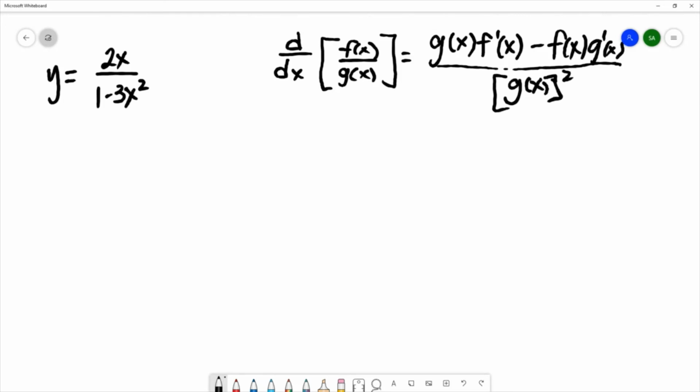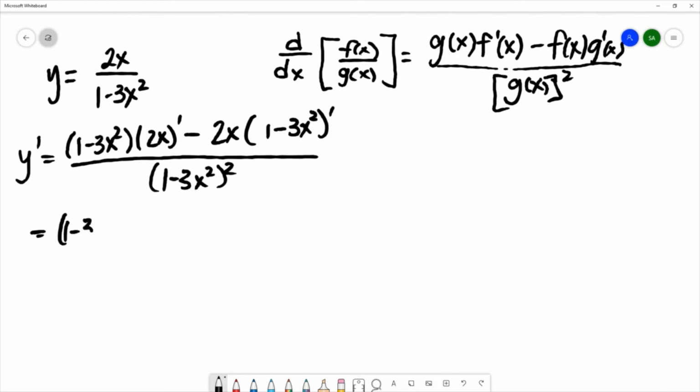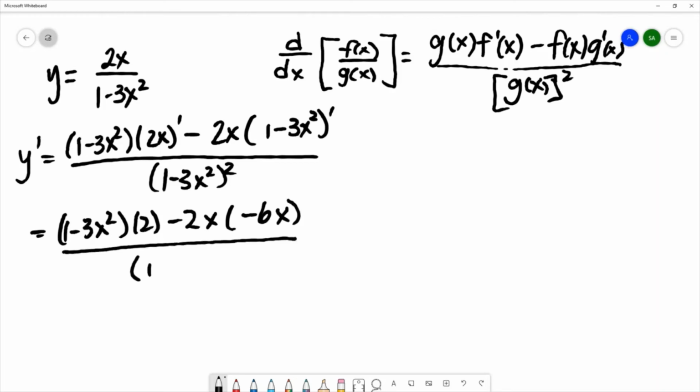So I've got in my numerator 2x and in my denominator 1 minus 3x squared. So I'll do the bottom, 1 minus 3x squared, times the derivative of the numerator, minus the numerator times the derivative of the denominator, all over the denominator squared. This gives 1 minus 3x squared times the derivative of 2x, which is 2. The derivative of 1 is 0, and the derivative of minus 3x squared will be minus 6x, over our denominator squared.